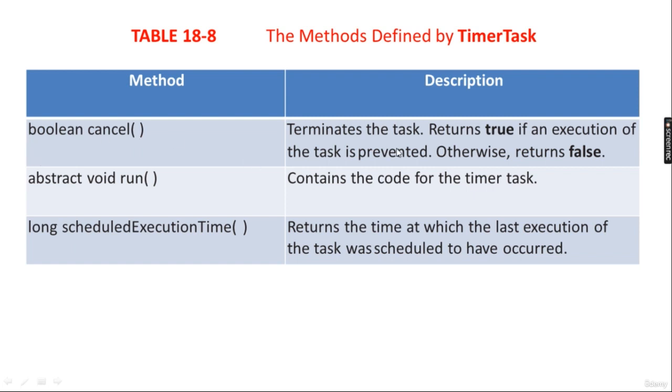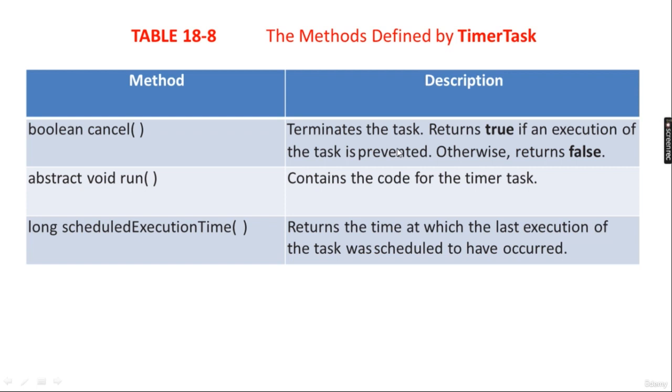boolean cancel() terminates the task, returns true if an execution of the task is prevented, otherwise returns false. abstract void run() contains the code for the timer task. long scheduledExecutionTime() returns the time at which the last execution of the task was scheduled to have occurred. Okay, first is cancel, which will cancel the task. If it is cancelled successfully, it will return true, otherwise false. Second is run, compulsory, contains the code for the timer task, what is to be done. Scheduled execution time, in long, returns the time at which the last execution of the task was scheduled to have occurred.